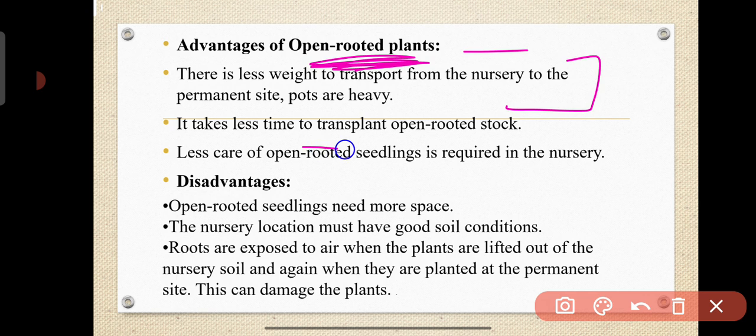Next is, it takes less time to transplant open rooted stock. Obviously we are taking a plant from a nursery in a pot. We have to take the plant out from that pot. We have to separate its soil, and we have to take care of the things, like we do not have to damage its roots. So it will take less time. If these are open rooted, we just have to buy it from the nursery and put it in the soil or wherever the place we want to grow them.